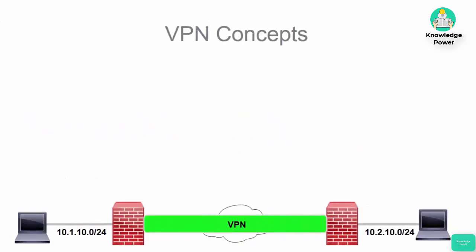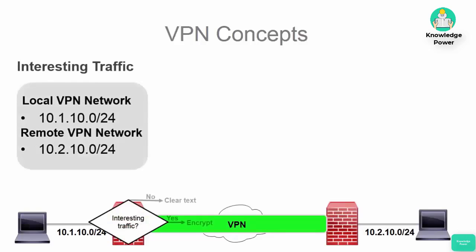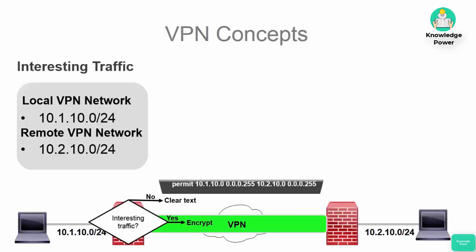Now we will take a look at how an IPSec tunnel is formed for both types of tunnels. First, the traffic that needs to be encrypted must be defined. This traffic is called interesting traffic. You may only want to send certain traffic over the VPN tunnel. Interesting traffic is defined with an access list on the VPN gateway.